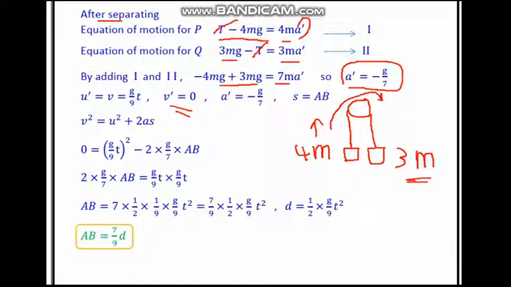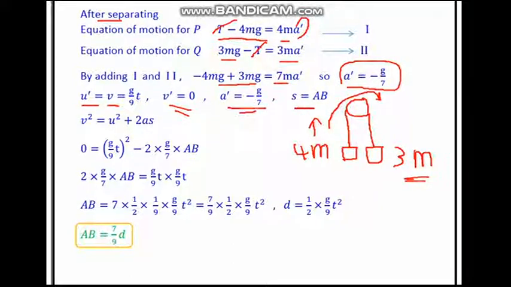It's okay. Now we have u dash, which is v in the first part, equal to g over 9 t, v dash equals 0, s equals AB. Replacing in the equation v squared equals u squared plus 2as, and replacing each component, now we get 2 multiplied by g over 7 multiplied by AB equals g over 9 t all squared. We can write it in this form. Then I try to find the value of d. As you know, d was half multiplied by g over 9 t squared. I try to find this form, which is d.